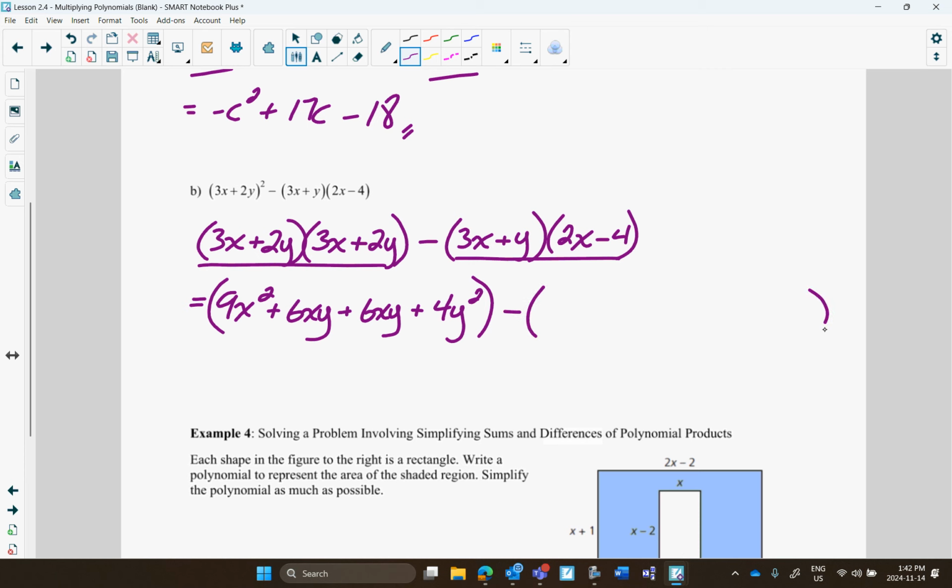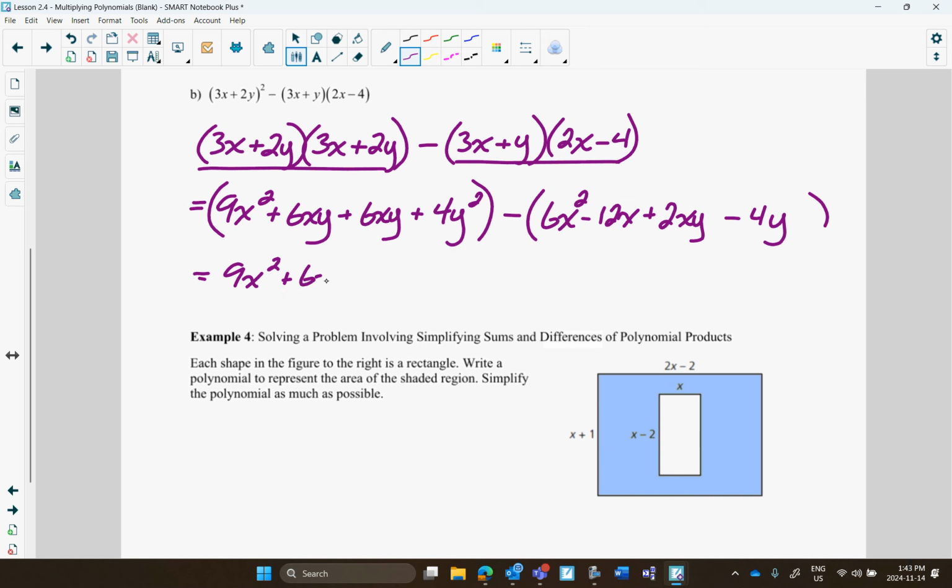So it's just 9x squared plus 6xy plus 6xy plus 4y squared. But the next one, things happen, right? Because it's going to be minus 6x squared and then minus negative 12x, which becomes plus 12x, minus 2xy, which is just minus 2xy, and minus negative 4y, which becomes positive 4y.